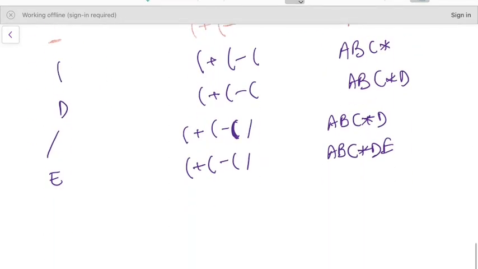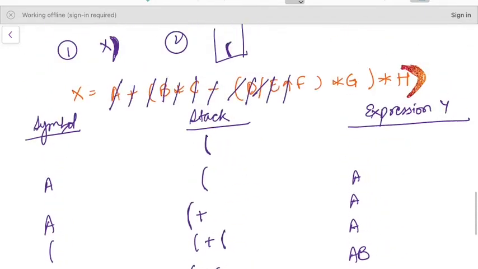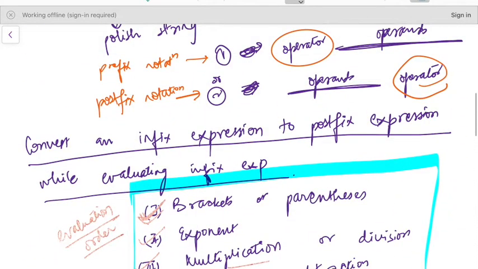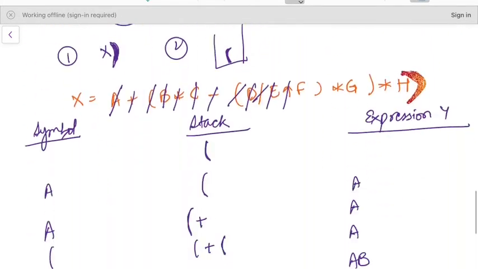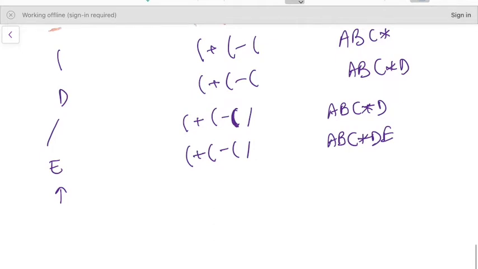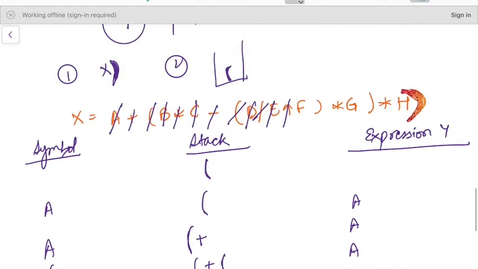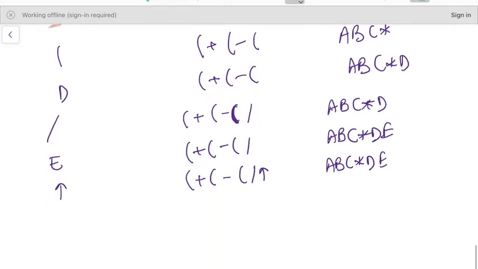See, exponent has the highest priority. Do you remember that? Let me show the chart again. See, exponent has the highest priority, after braces. So exponent can sit over this. Alright. And F. So F would be placed right next to E.